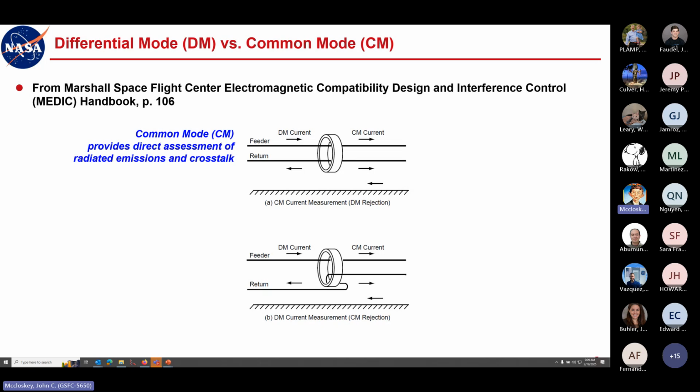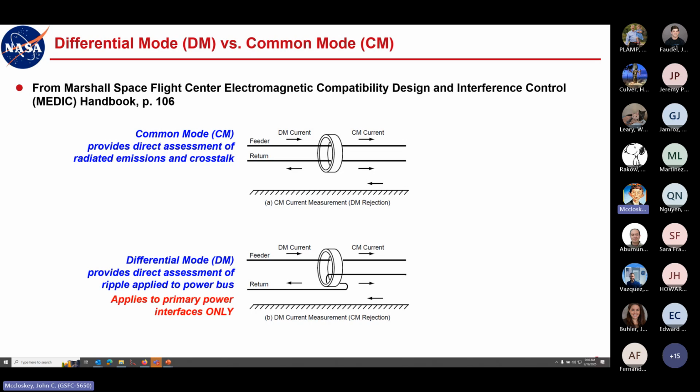The significance here is that common mode current will provide a direct assessment of the risk of radiated emissions and crosstalk from a potential culprit cable. And differential mode provides you a direct assessment of ripple applied to the power bus. We'll get into the weeds on that in this conversation coming up very shortly. So these are two different problems, and you want to know which one you're dealing with. Doing the measurements this way, you get directly to those quantities of interest. You know exactly which kind of problem you're dealing with, common mode or differential mode.